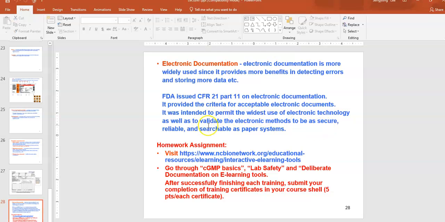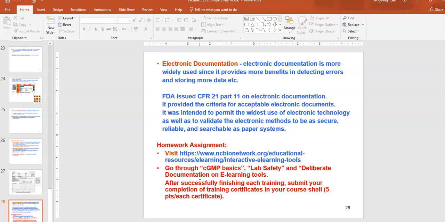Finally, there's a homework assignment. I already gave you one homework assignment about your career, and here are more. If you visit this website, you can copy and paste it into your search engine, and then you will be able to go to the NC Bio Network. NC Bio Network stands for North Carolina Bio Network. They developed a whole bunch of good online learning modules. Out of all those learning modules, I want you to pick 3 of these topics: CGMP basics, lab safety, and then the documentation module. You need to go through all 3 e-learning modules.